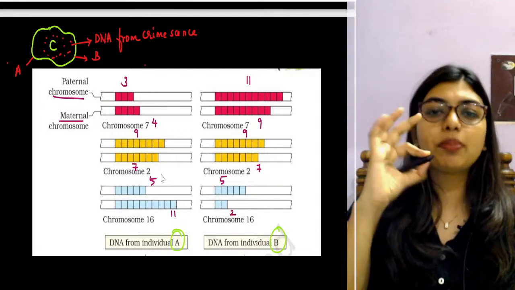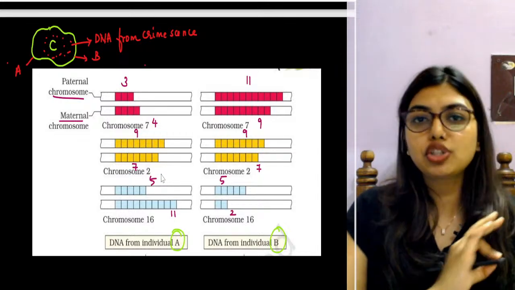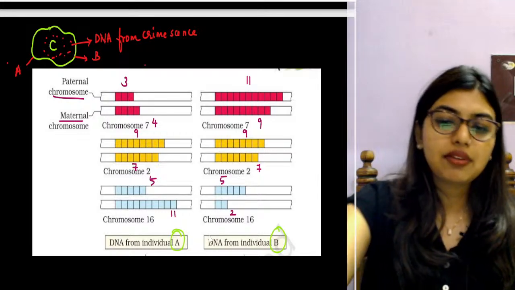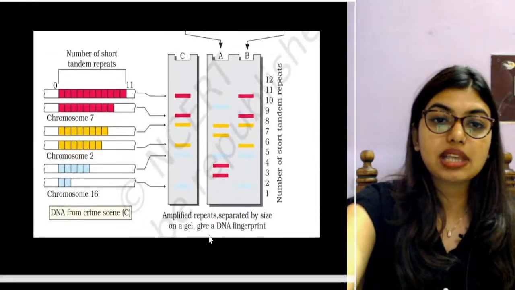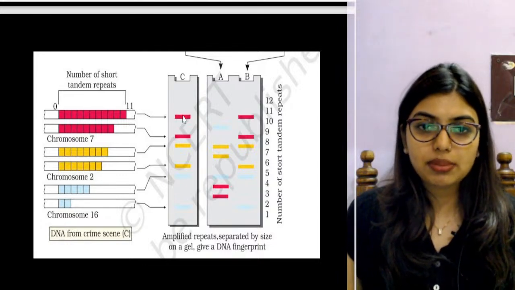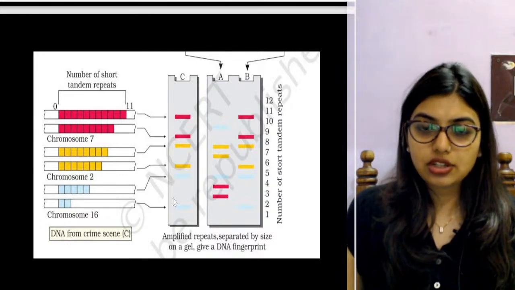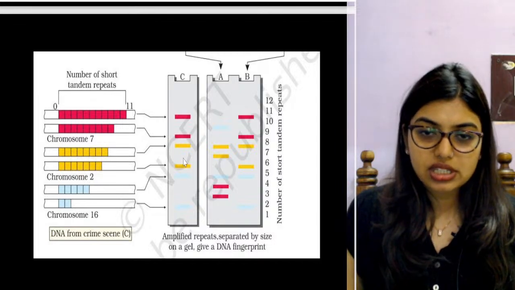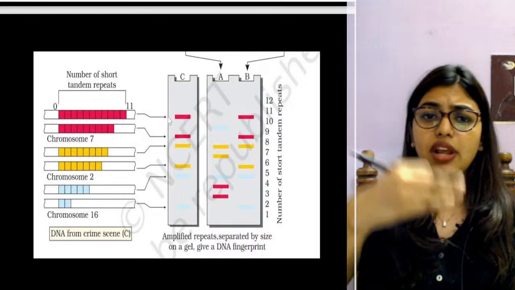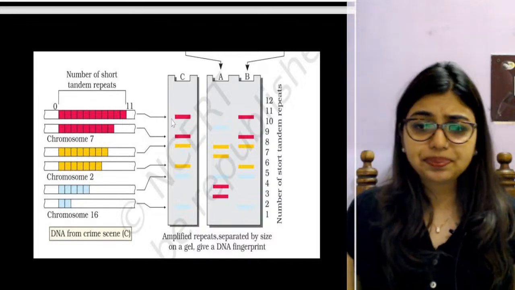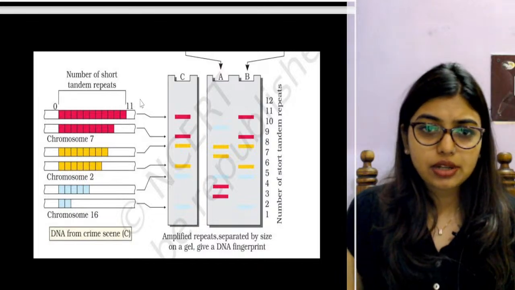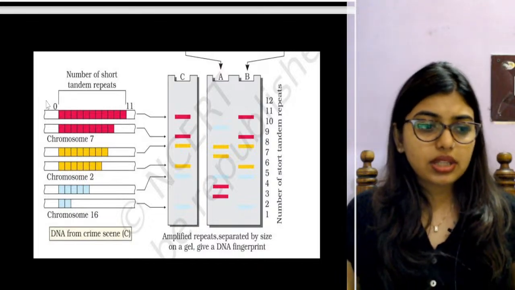Now obviously paternal and maternal is going to be so different. We can see here it is 11 and 9, here it is 3 and 4 from the individual. Now let's see what is the blood sample that we got from the crime scene. Okay, crime scene, students, this is gel electrophoresis. So you can see the smaller fragments have run farther, the larger fragments are at the back. Now when I'm trying to align, I notice that this is 11.